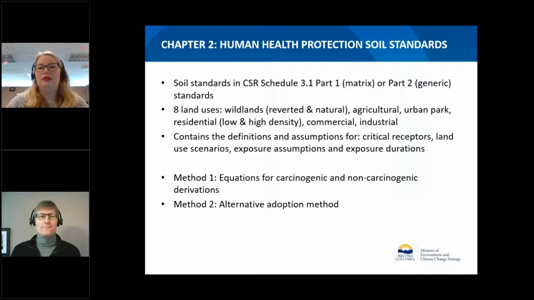It presents 2 methods of standards derivation. Method 1 shows the equations for calculating carcinogenic and non-carcinogenic standards when there is sufficient toxicological information available. It also includes the rules around selecting between those 2 types of standards if both have been calculated. If there isn't enough information to use method 1, there is an alternative, which is method 2, where standards are adopted with modification from the United States Environmental Protection Agency's regional screening levels. Next slide, please.